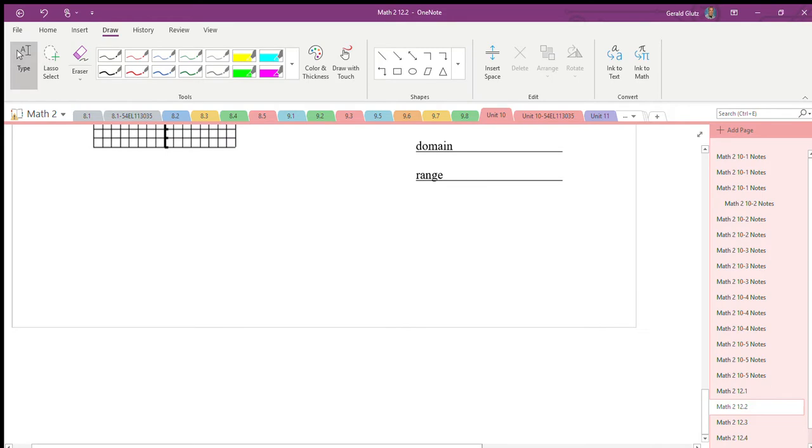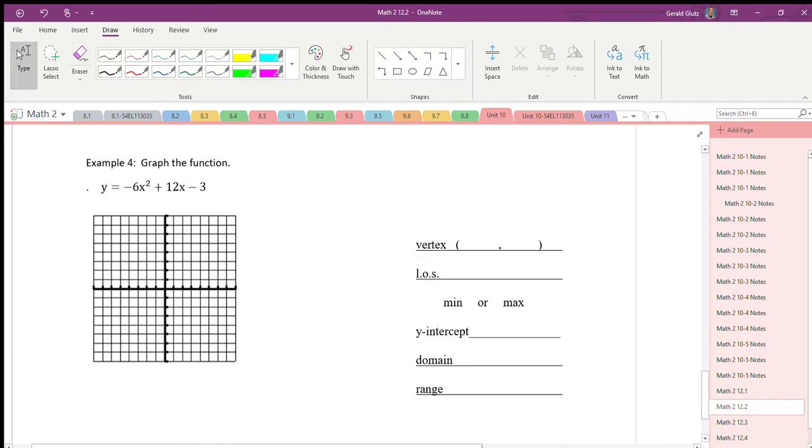And then example 4, I'll do this one real quick because I know we're running late on the notes again. So x equals negative b divided by 2a. So I get negative 12 divided by negative 12, because 2 times negative 6 is negative 12. So I get x equals 1. So my line of symmetry is x equals 1. The x value of the vertex is 1.